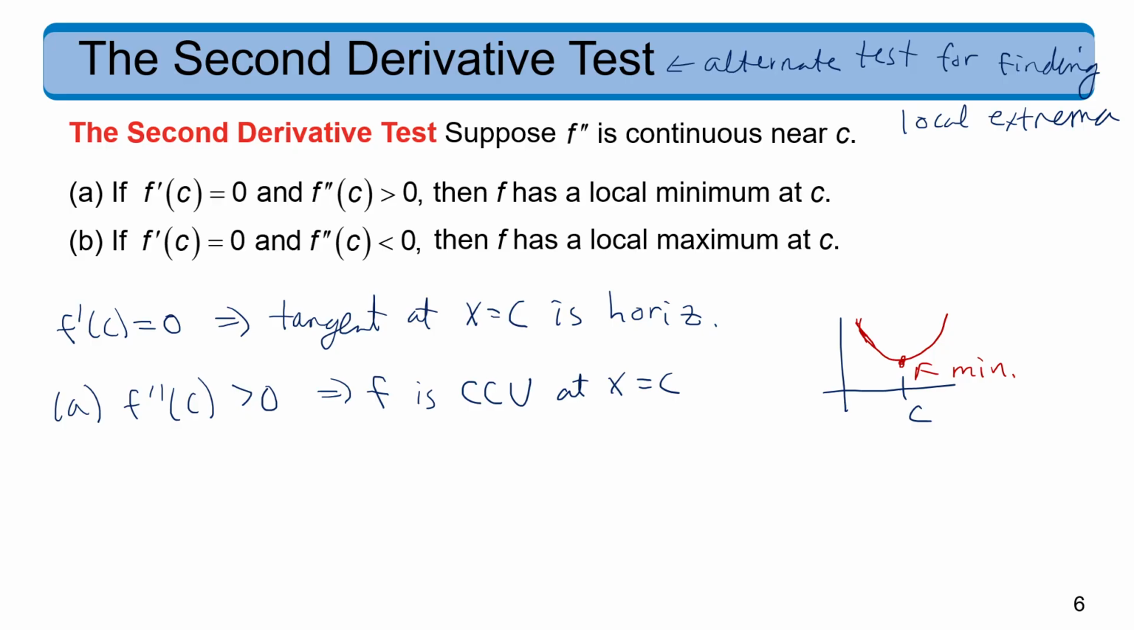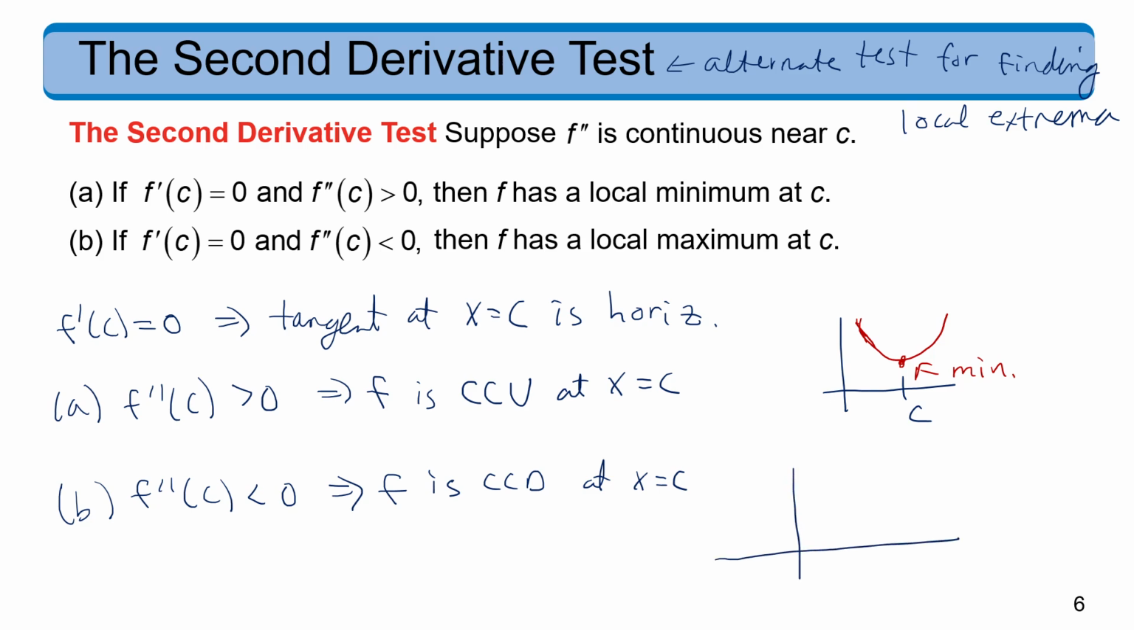Let's look at part B. In this case, f double prime at c is negative. So we know that the second derivative being negative tells us the function itself is concave down at that x-coordinate. So the picture that would go with this one, let's say c is here. I want to sketch a curve that's concave down, and when it gets to x-coordinate c, it has to have a horizontal tangent. That forces the curve to have a local max at x-coordinate c. And that's what part B says.